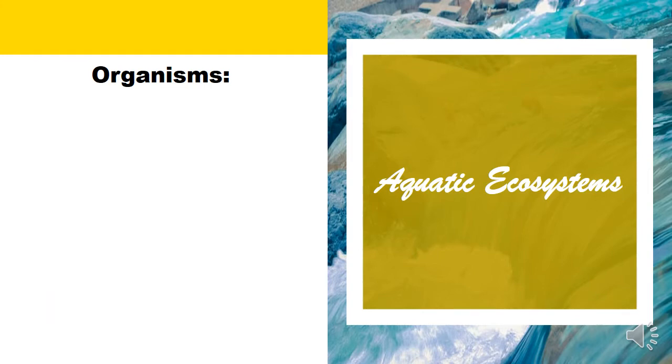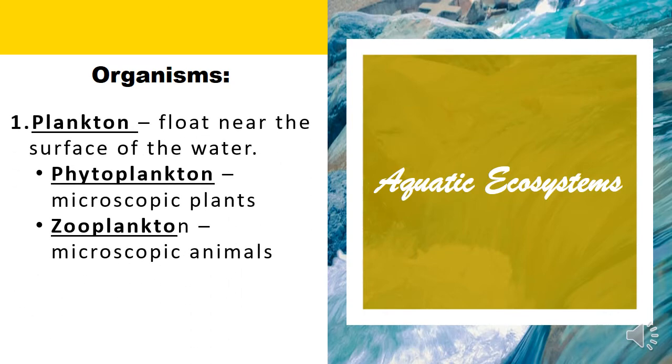What are the main kinds of organisms in aquatic life zones? Actually, there are 4 organisms in aquatic life zones, namely, first, the plankton, which float near the surface of the water. There are 2 types of plankton, the phytoplankton and the zooplankton. Phytoplankton are microscopic plants and zooplankton are microscopic animals.